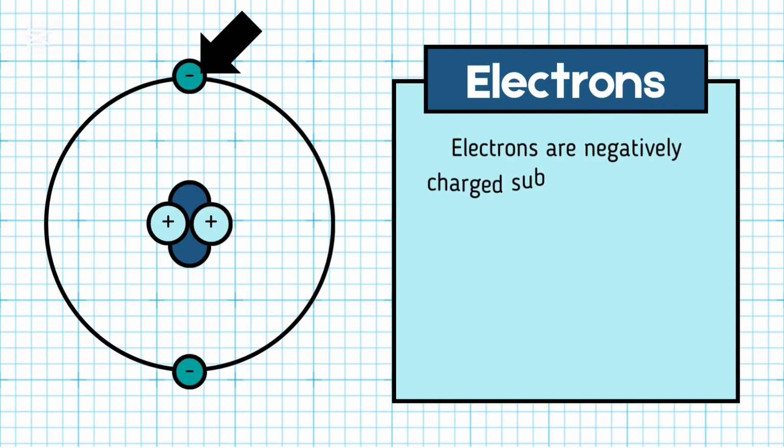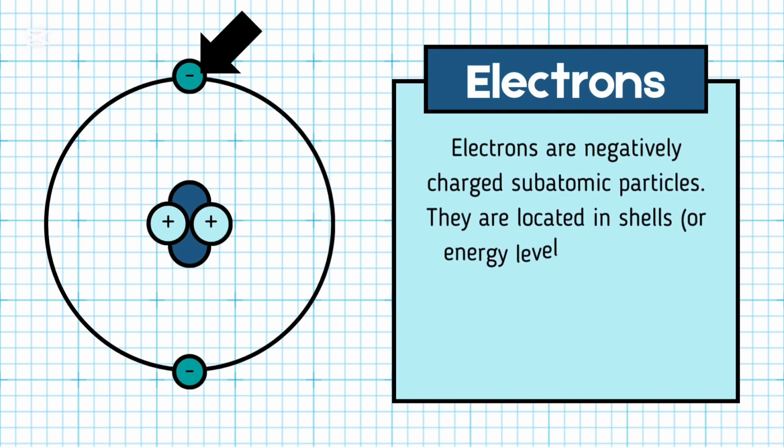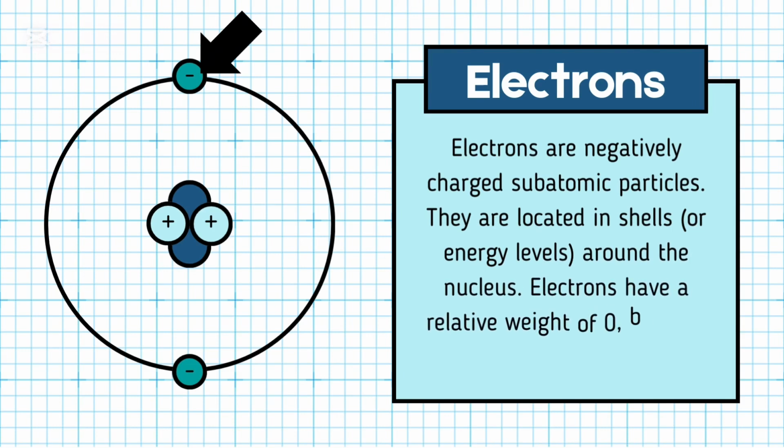Electrons. Electrons are negatively charged subatomic particles. They are located in shells or energy levels around the nucleus. Electrons have a relative weight of 0 because the weight is negligible.